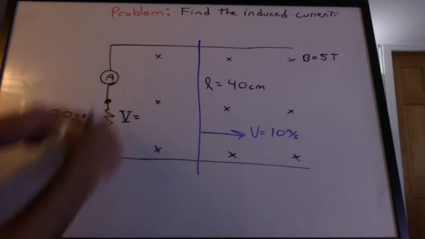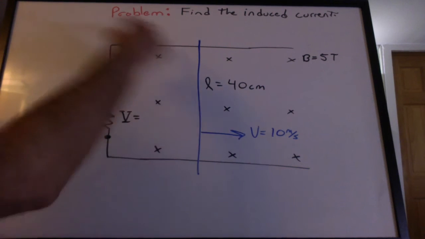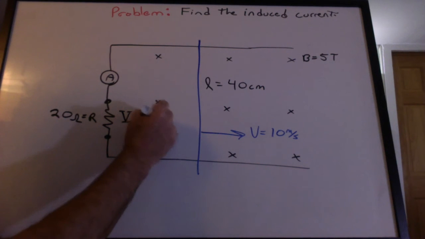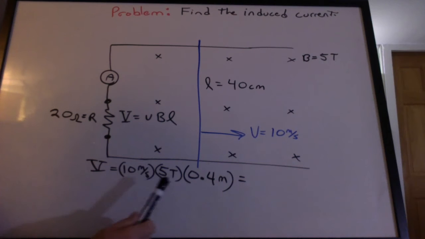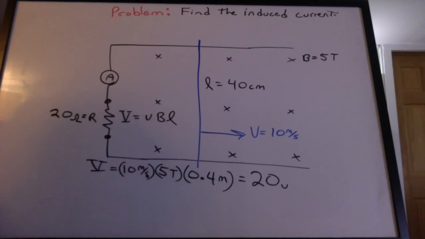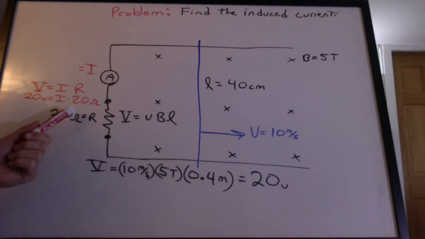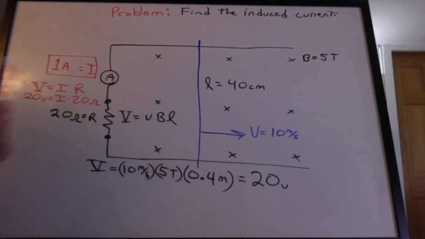The voltage lost is equal to the voltage gained as we go around this loop. We're going to say it's equal to VBL. We have 10 meters per second, 5 Tesla, times 0.4 meters, and I get 20 volts. Applying Ohm's law, V equals IR, we get a current of 1 amp.